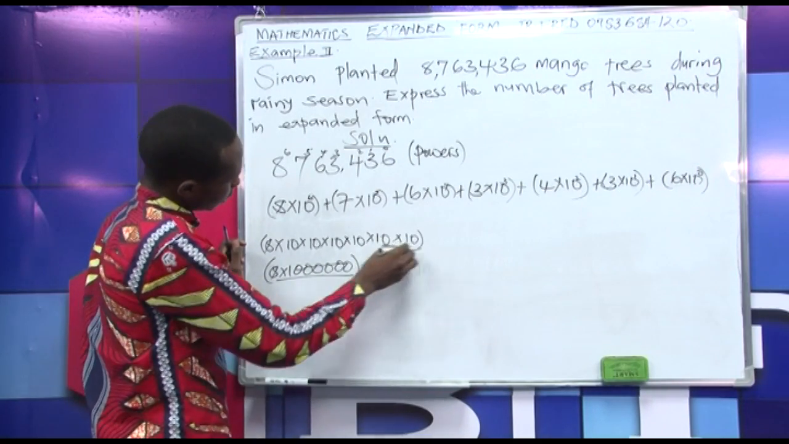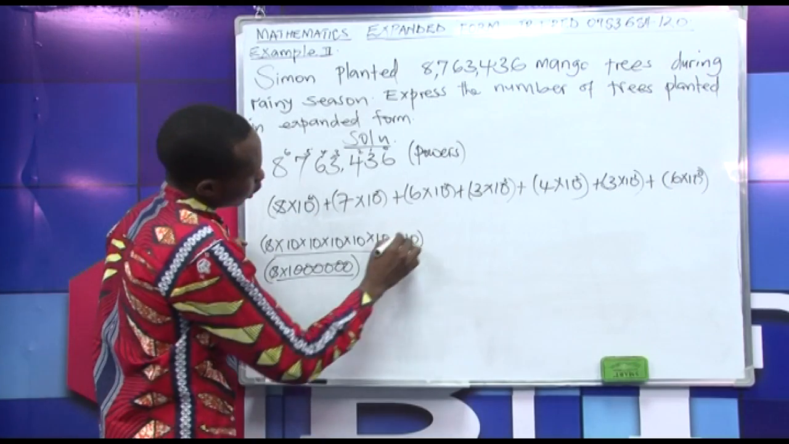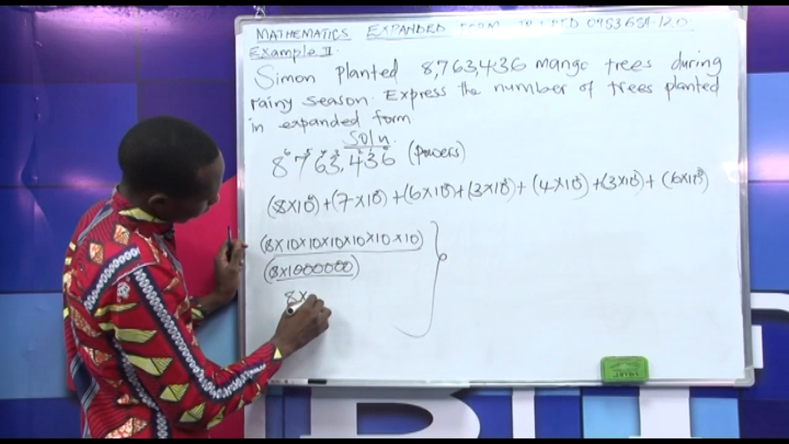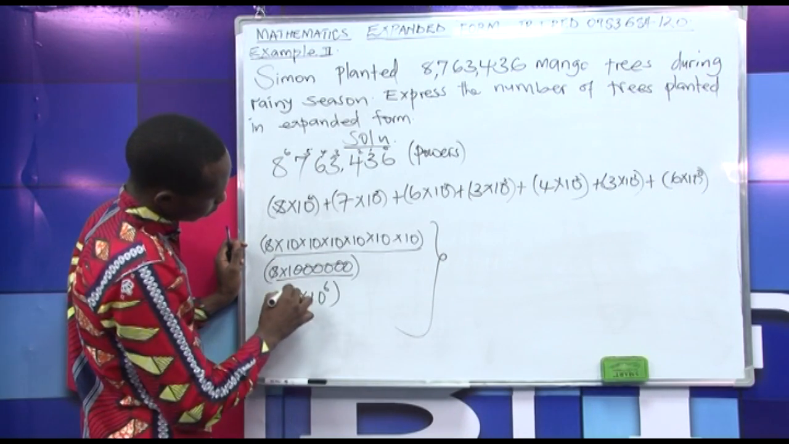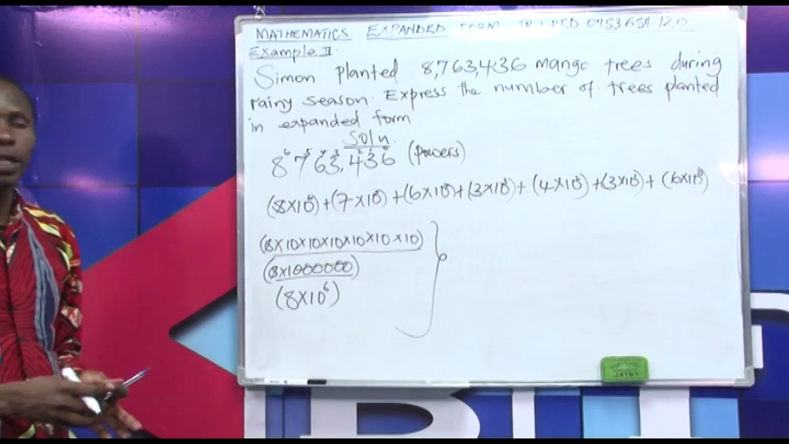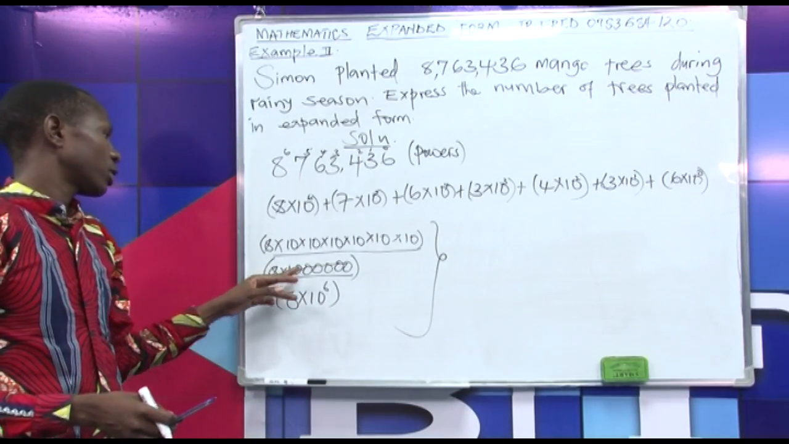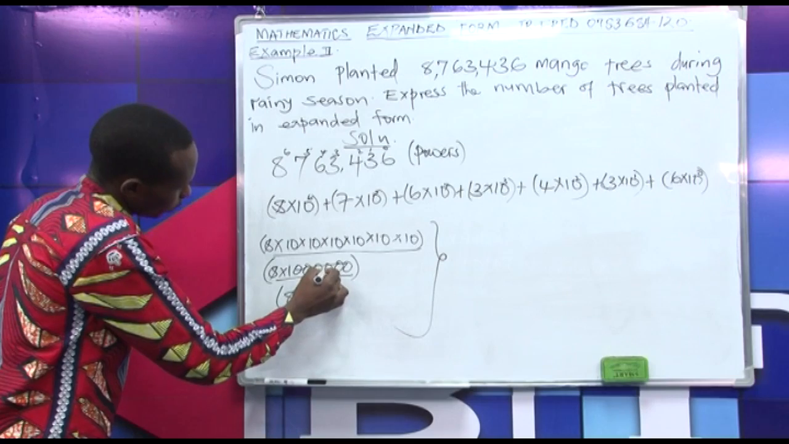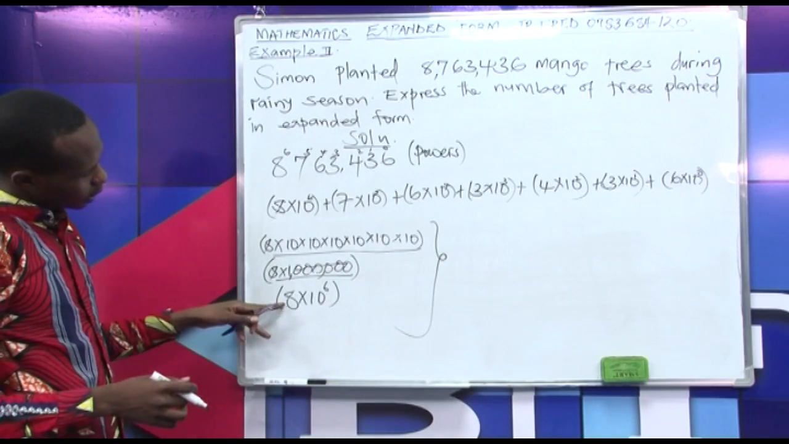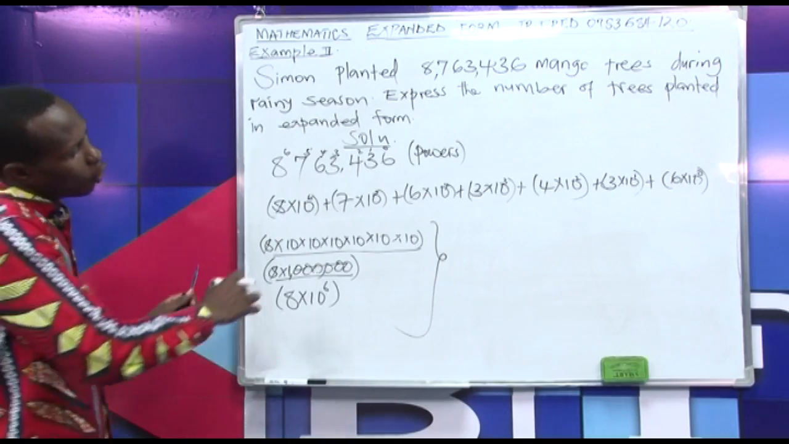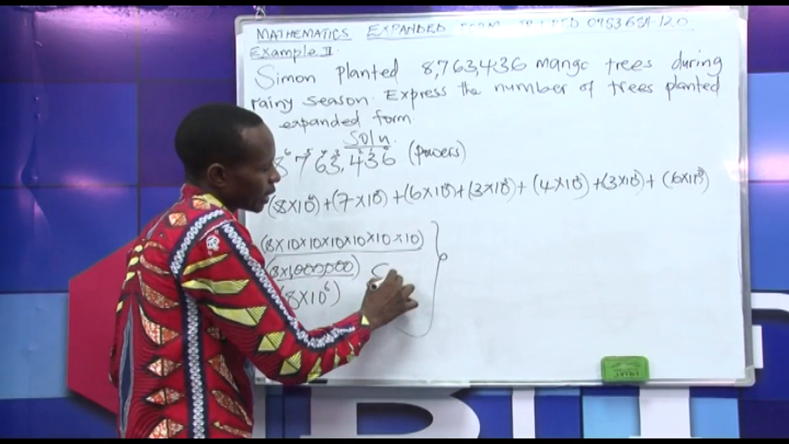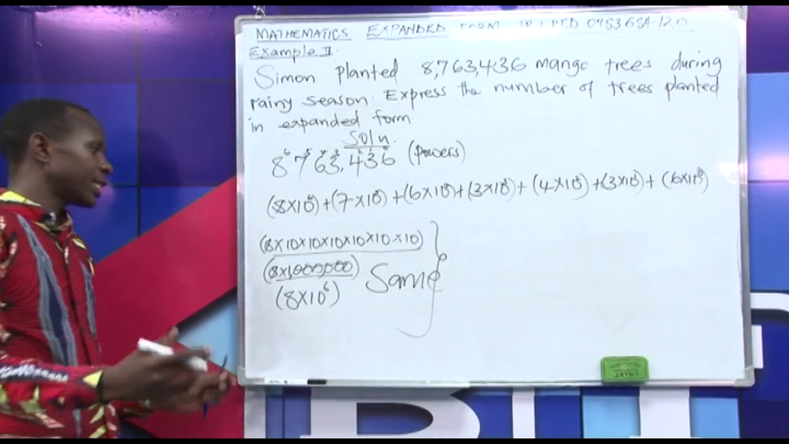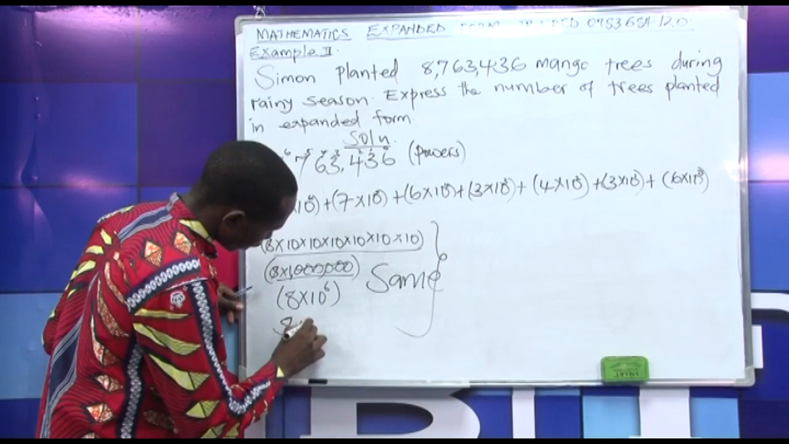This statement and this statement and this statement are the same. When I have this, all these three statements mean the same. Another person has 8 times 1,000,000, and another person has 8 times 10 to power 6. All these statements here are the same. There is no big difference. At the same time, another person can also have 8,000,000.